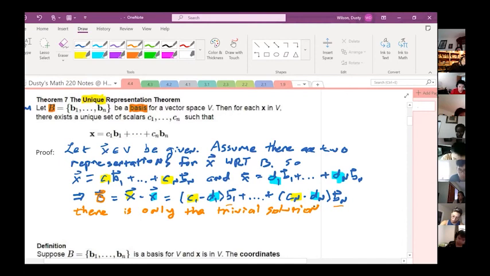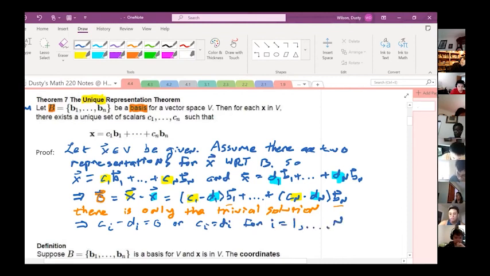Okay. And so like Gerald is saying, this tells us that all of the c's are equal to the d's. And so I might say that ci minus di equals 0, for ci equals di, for i equal to 1 to n. Like all of those coefficients are equal. The yellow ones are equal to the blue ones.